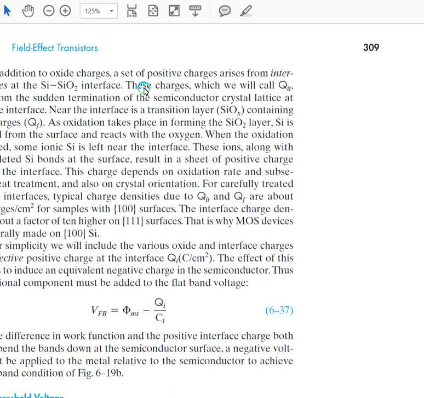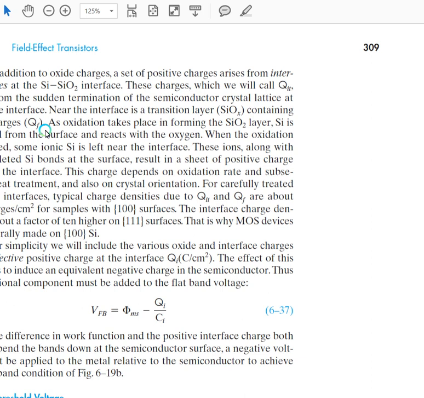So, in addition to oxide charges, we have positive charges arising from the interface states at the silicon dioxide interface. These charges are Qi. Then again, near the interface is a transition layer containing fixed charges QF. The transition is where the device goes abruptly from the silicon dioxide into silicon.